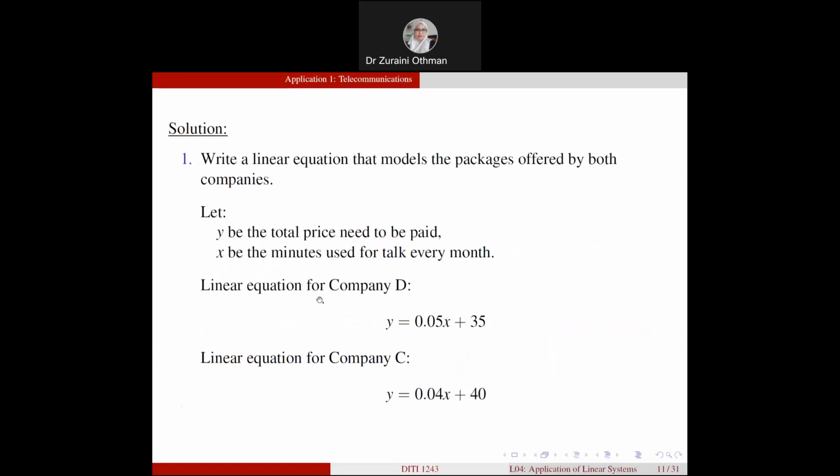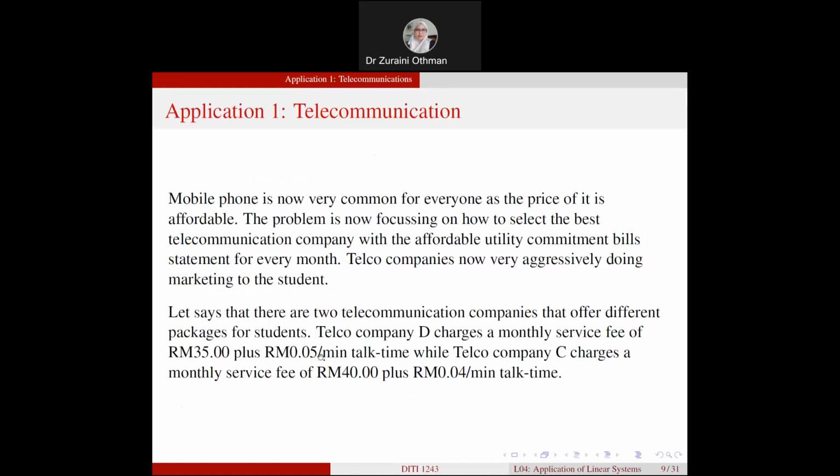Okay, so y ialah total need to be paid, and x ialah minutes used for talk every month. Okay, now here, ini represent company D. Okay, look back at the, okay, sorry, saya akan balik ke slide tadi. Okay, kita tengok company D tadi dia offer apa? Okay, 0.05 per minit. Yang ni kita wakilkan sebagai one variable, and this is for our y dekat value yang 35 tu, yang sebelah tu.